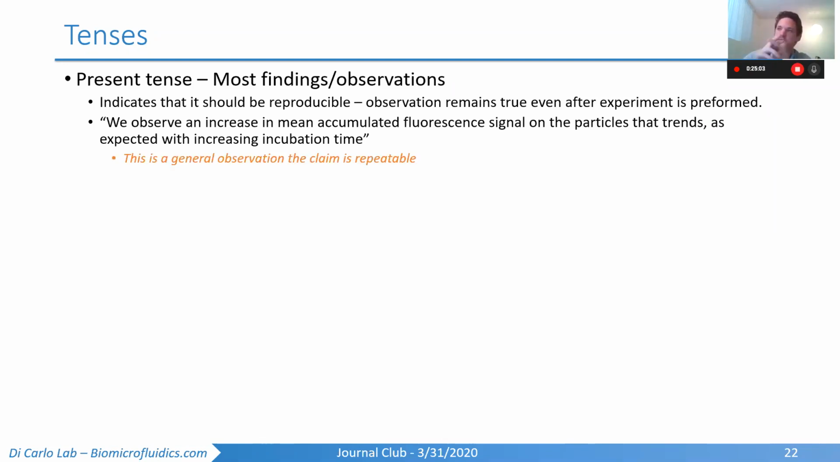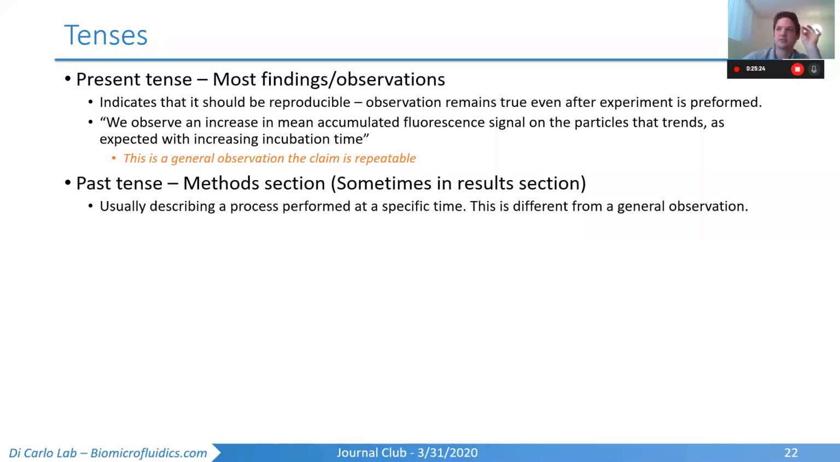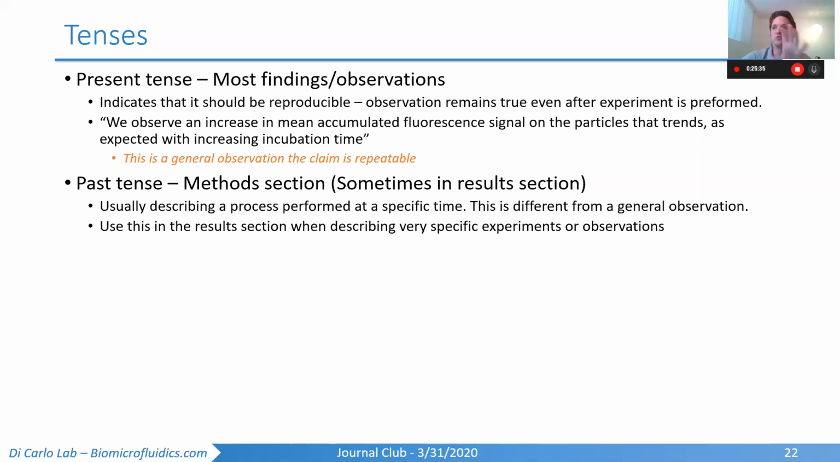So this is a general observation, and it is something that should be repeatable with this general type of experiment. In contrast, past tense is used mostly in the methods section and sometimes in the results section. It's describing a process that was performed at a specific time, which is different from a general observation. If you do use it in the results section, it's when you're describing a very specific experiment or a specific way that you did an experiment at a specific time.